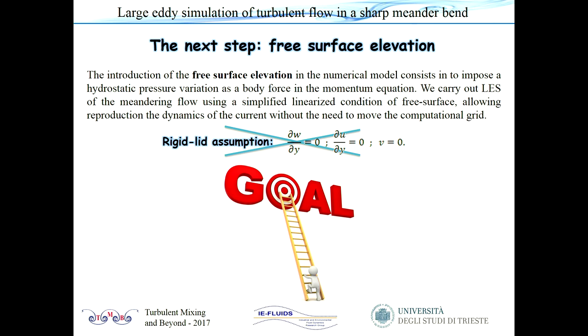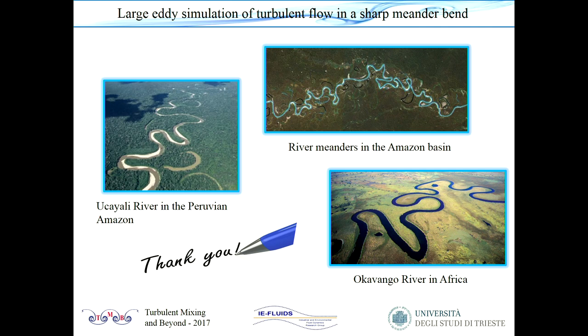We want to introduce the free surface elevation in the numerical model, imposing a hydrostatic pressure variation as a body force in the momentum equation. We carry out a large eddy simulation of meandering flow using a simplified linearized condition of the free surface. This allows the reproduction of the dynamics of the current without the need to move the computational grid. Thank you for the attention.